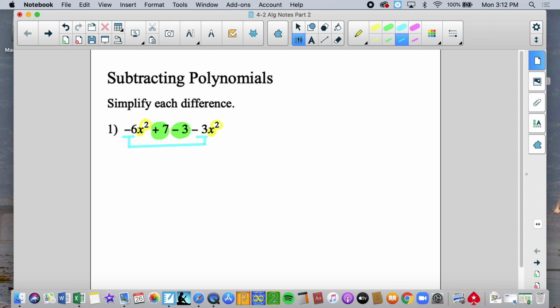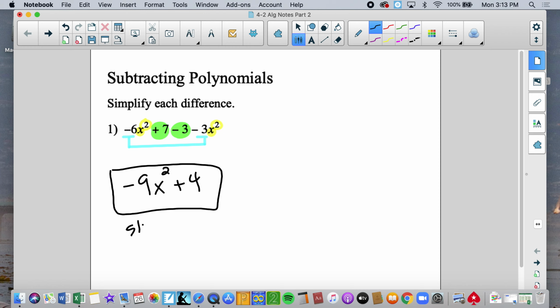So we look at those two coefficients, negative 6x squared and negative 3x squared. Negative 6 and negative 3 makes negative 9x squared. Remember, that does not become x to the fourth. And then the two constants, positive 7 and negative 3, give me positive 4. Remember, our answer must be in standard form. Standard form means that the variables come first alphabetically, and then your constant will always be last.